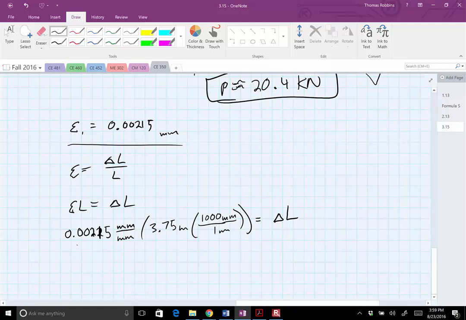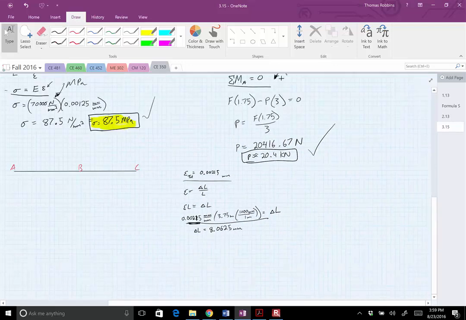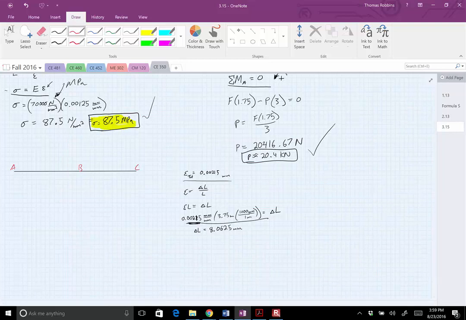Solving this out with the correct epsilon, because it should be epsilon total, you should get a change in length that equals 8.0625 millimeters. That's a pretty big change in length. So what does that mean?